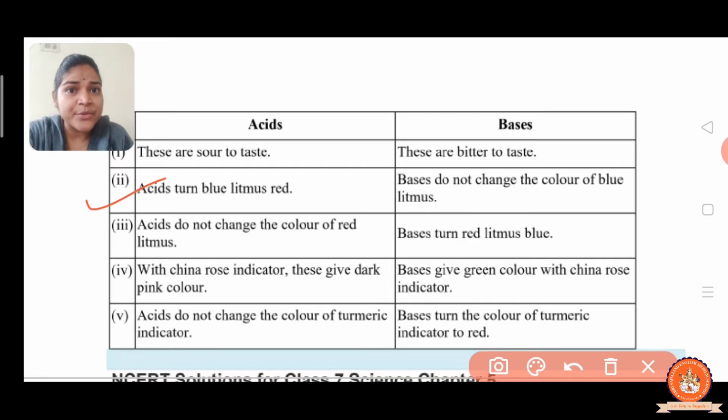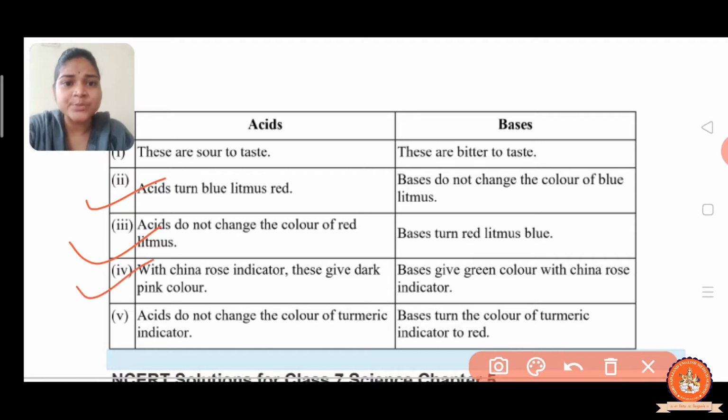So in activity 5.1, we already observed that acid turns blue litmus paper red, but bases do not change the color of blue litmus paper, right? Now the third point: acid does not change the color of red litmus paper, but bases turn red litmus paper blue. Got it?